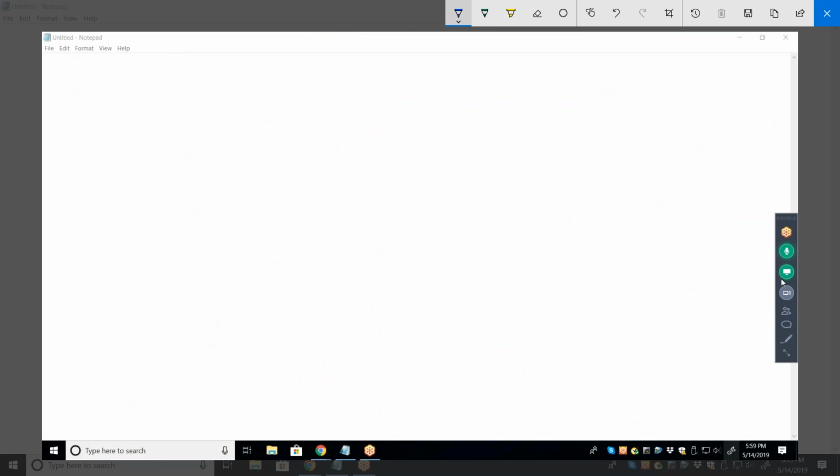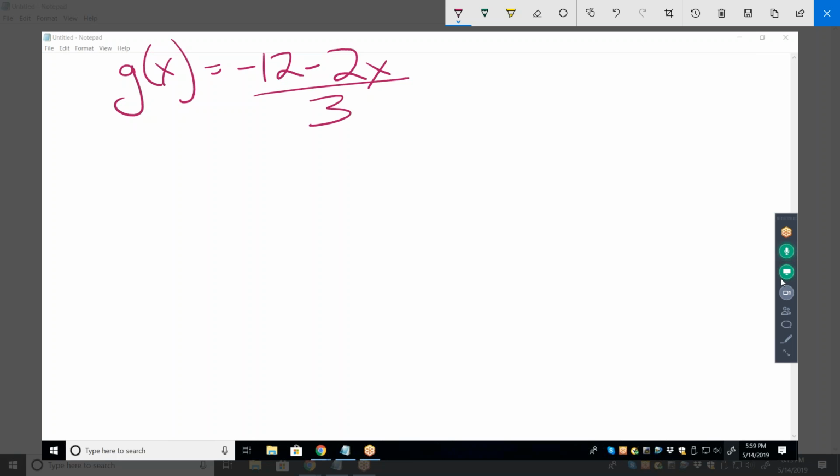You got another one like that? Yeah. Okay, so this one is g of x equals negative 12 minus 2x divided by 3. Is the whole thing divided by 3 or just the minus 2x? The whole thing. Okay. And then the next equation is f of x equals negative 5 plus 6x, and the whole thing is divided by 5.